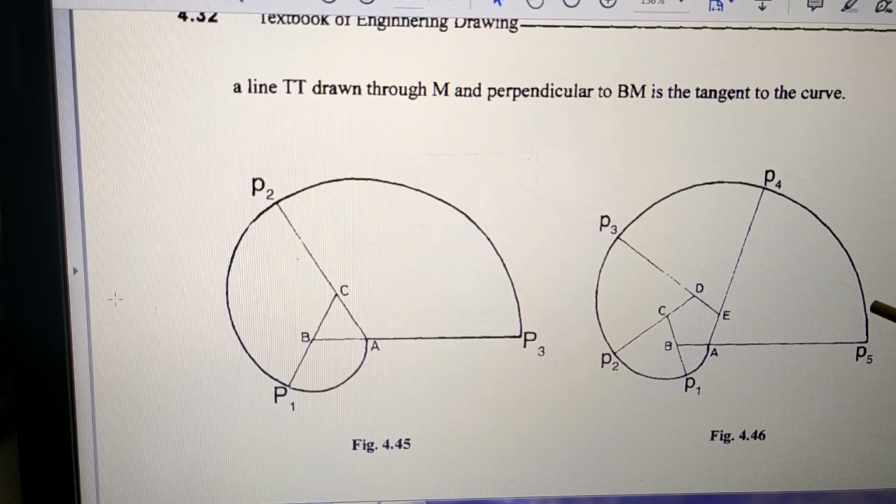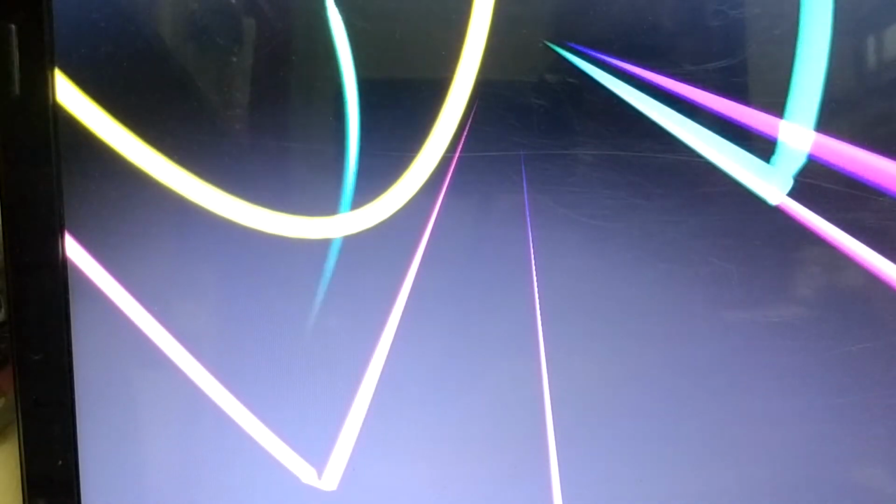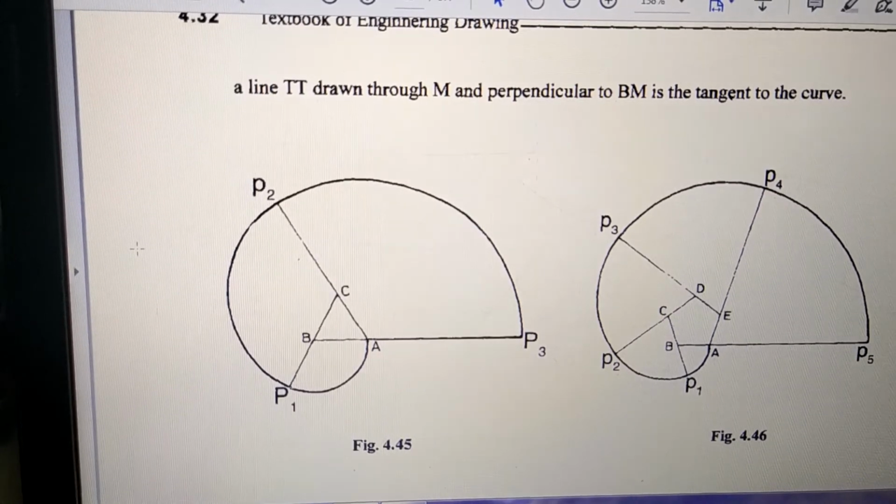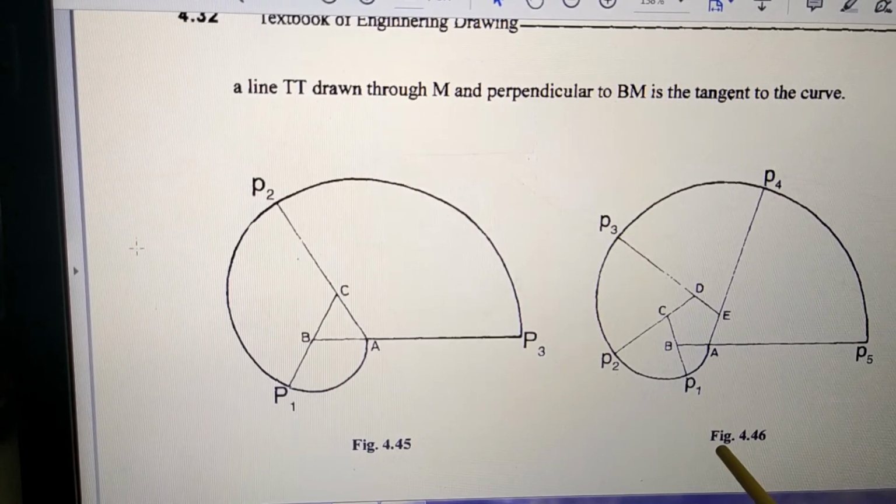The involute you have drawn is for a pentagon of size 20 mm. Okay, so this becomes our next exercise. So we have explained different exercises. In total we have discussed 12 exercises. This is exercise number 12.